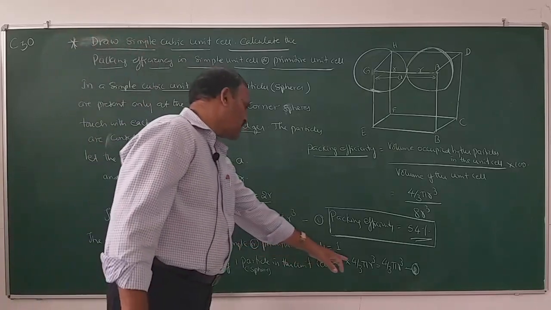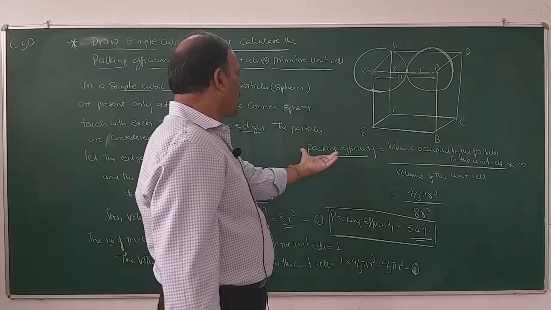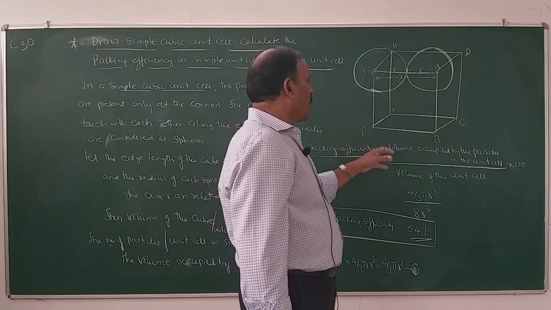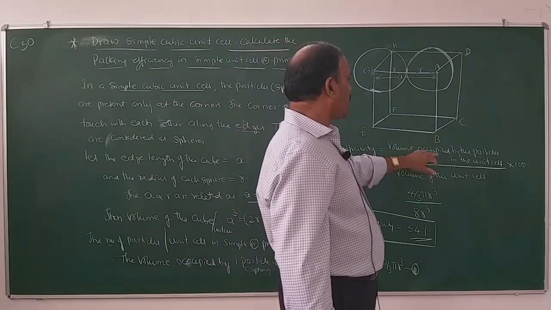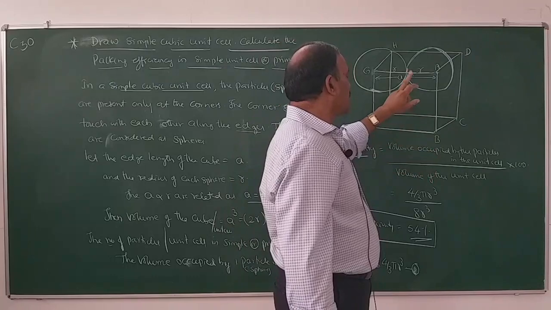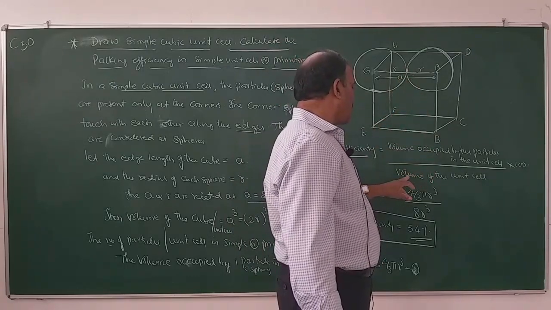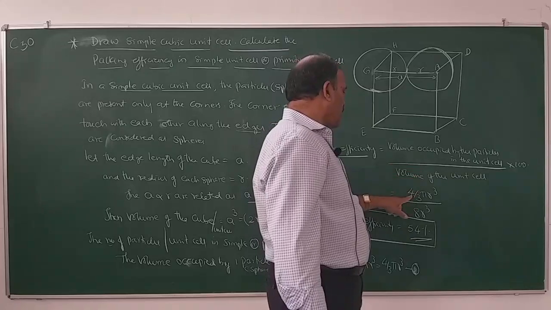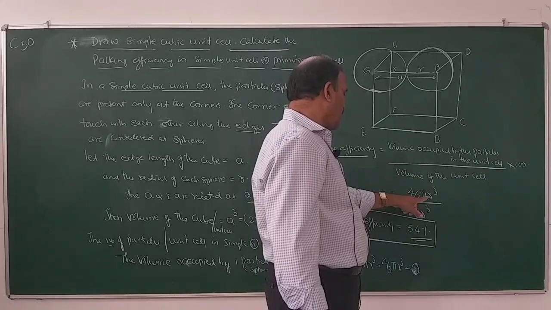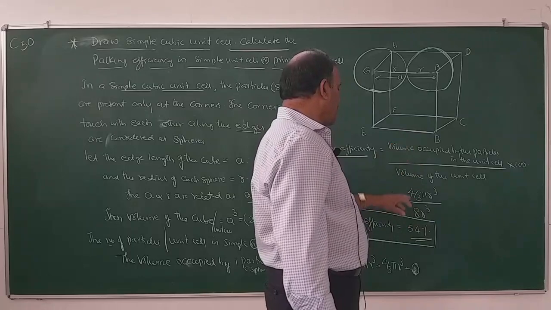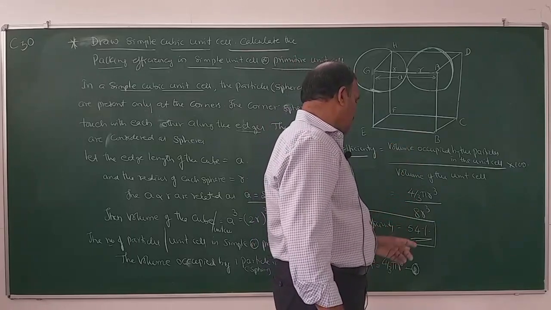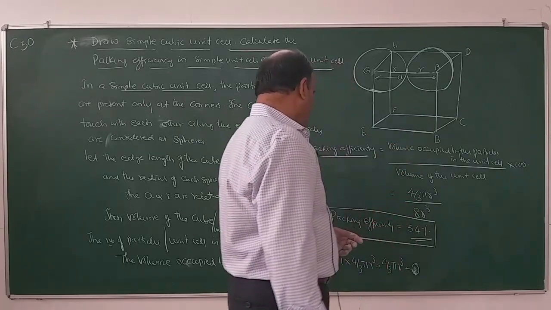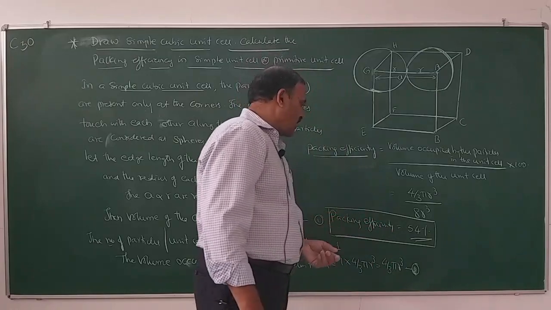So this is equation number 2. Then for packing efficiency, we know the formula: volume occupied by the particles in the unit cell divided by total volume of the unit cell. So volume occupied by one particle, 4 by 3 pi r cube, divided by 8r cube. On simplification we will get 54%. So this is the packing efficiency.